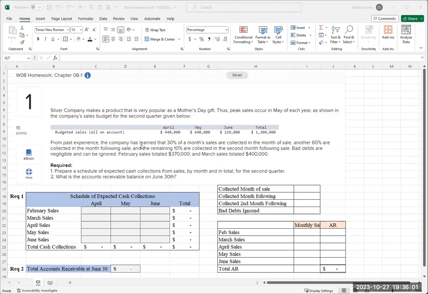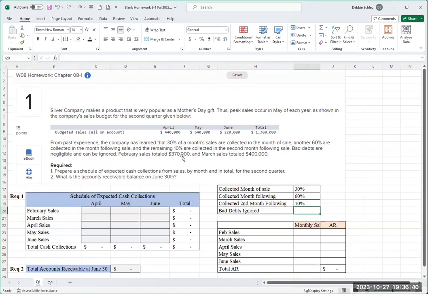From past experience, the company has learned that 30% of a month's sales are collected in the month of the sale. So that's going to be an important number. I'm going to note that down right here. Okay, another 60% are collected in the month following the sale, and the remaining 10% are collected in the second month following the sale. Okay, and bad debts are negligible and can be ignored.